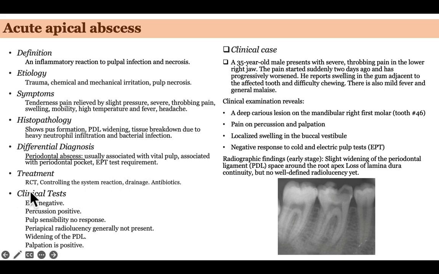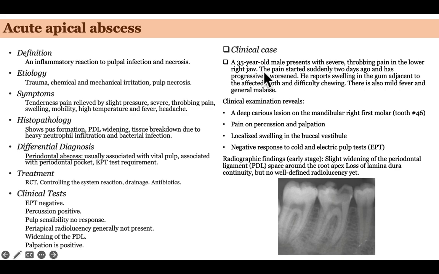For treatment: RCT, drainage, and antibiotic. And antibiotic for patients who have a systemic reaction is a requirement. Clinical test: EPT negative and pulp sensibility negative because our pulp is dead. Percussion is positive. Periapical radiolucency we don't have. We just have widening of the PDL because it's in an earlier stage, and palpation is positive because we have swelling.